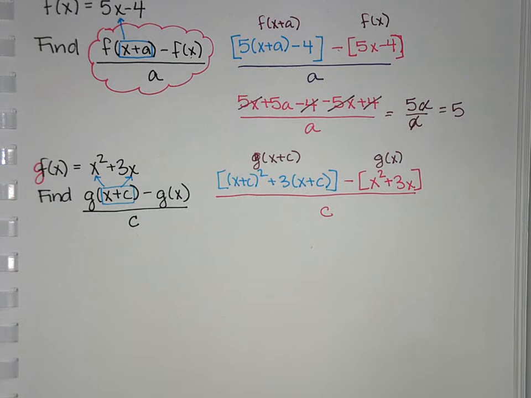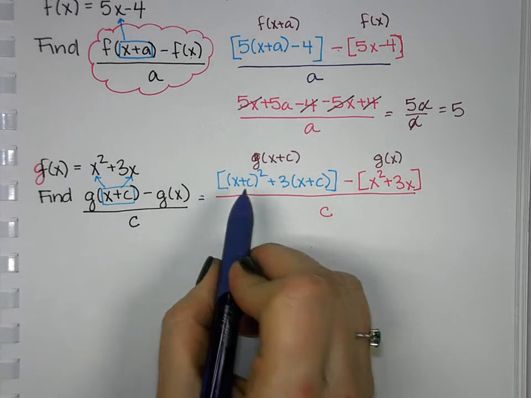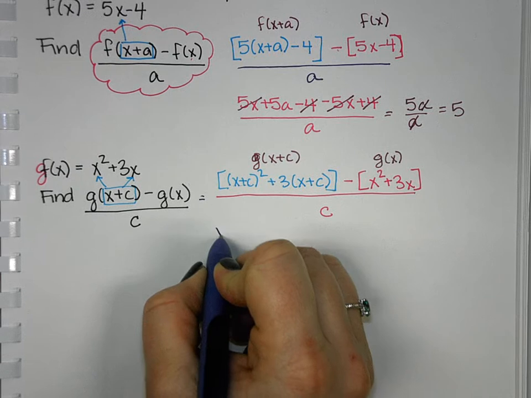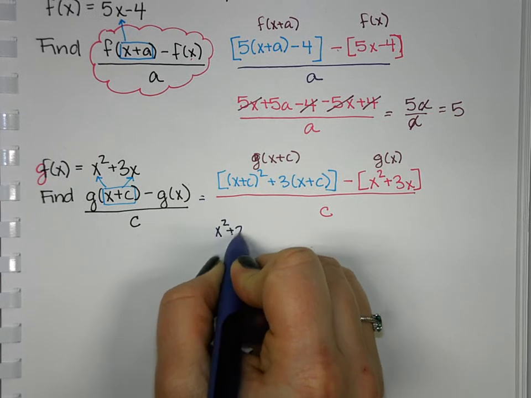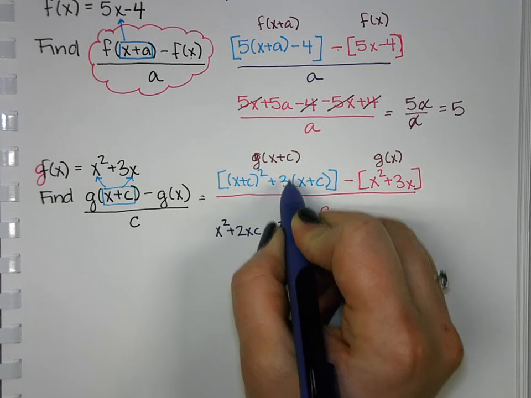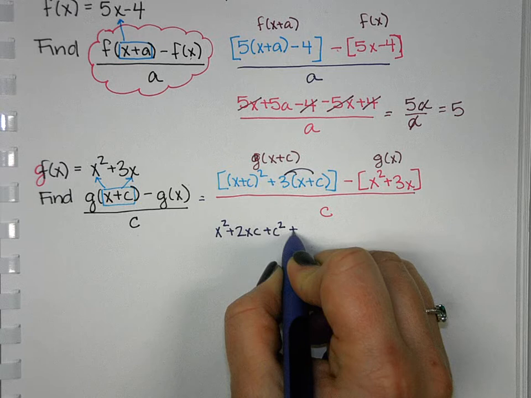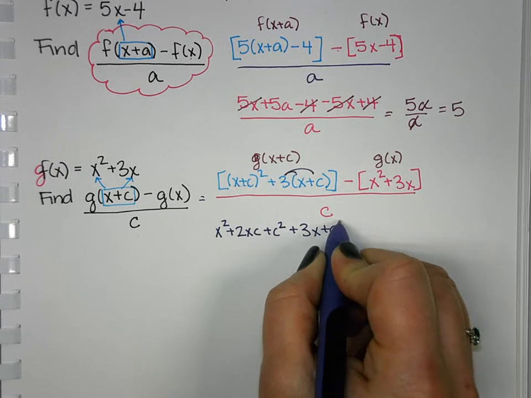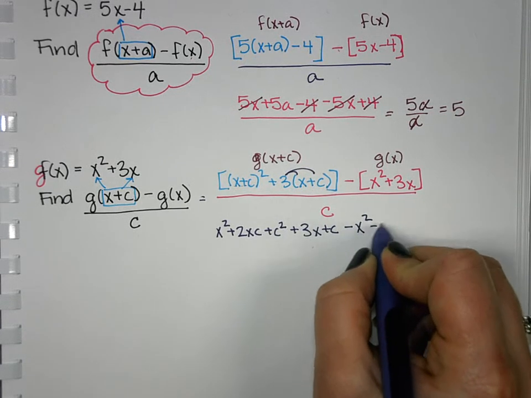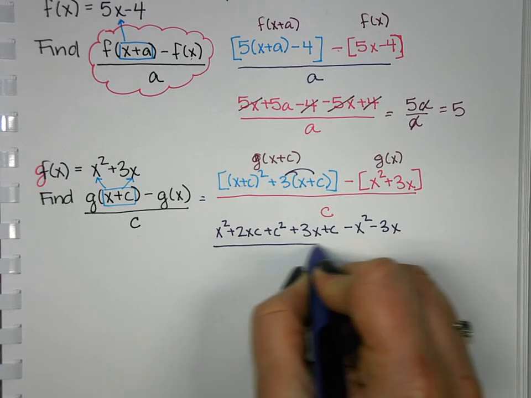Okay, from this point, we're going to start to simplify. So once it's all plugged in, we're just going to simplify, combine like terms, and try to go from there. So I have to FOIL this out. So when we write it out twice and multiply it, we'll get x squared plus 2xc plus c squared. Over here, we'll distribute plus 3x plus c. Here we'll distribute the negative, so minus x squared minus 3x, all over c.